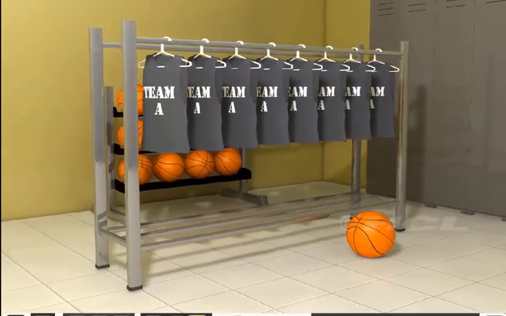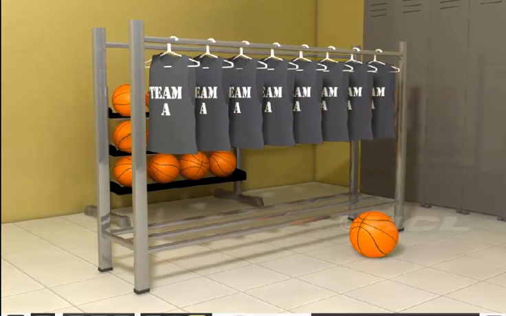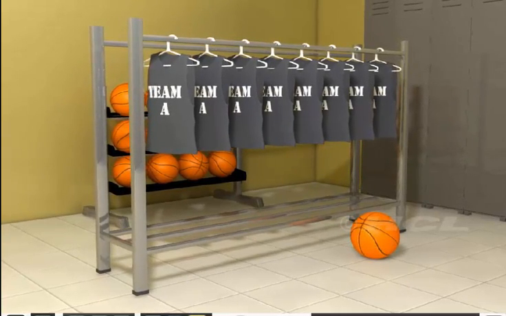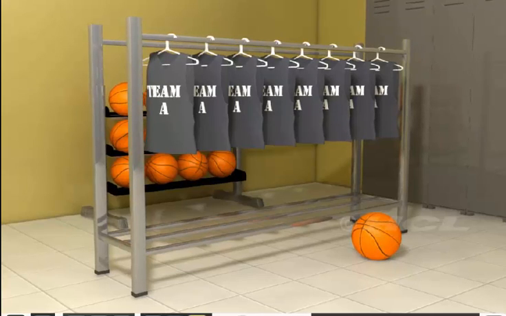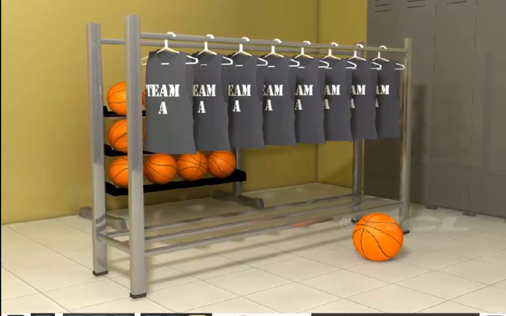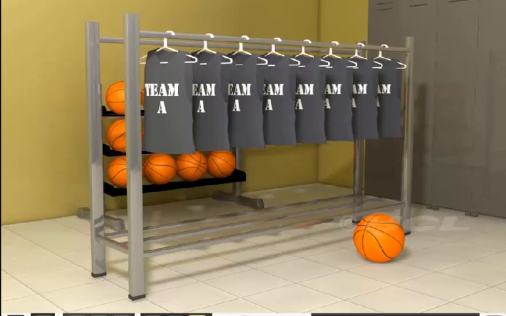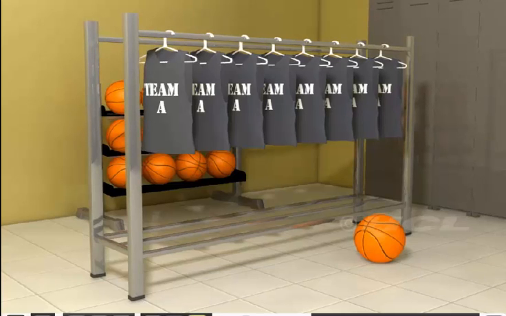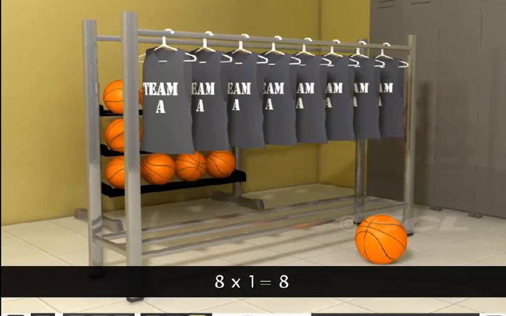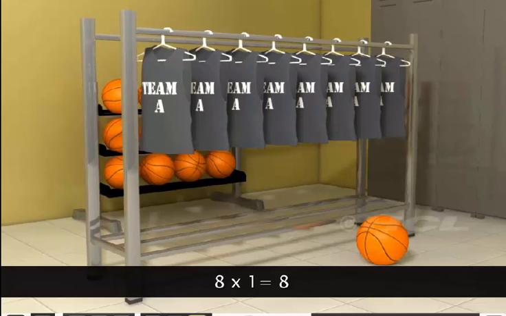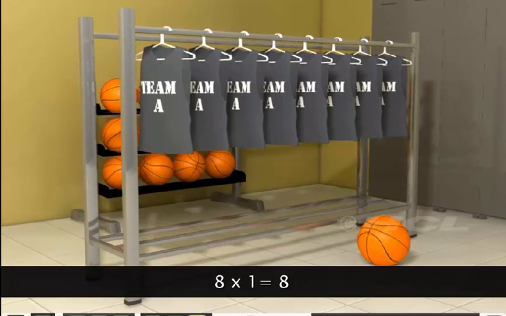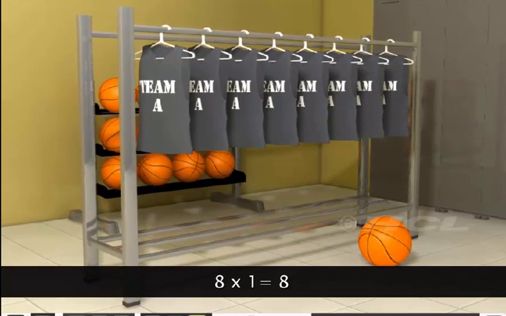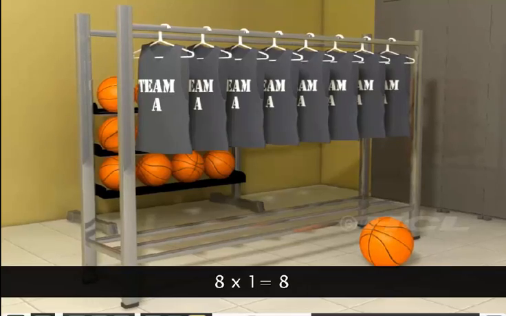In the changing room of Team A, the t-shirts are hung up on the rail. There's a t-shirt on each hanger, and there are 8 hangers in all. So, how many t-shirts are hanging on the rail? We multiply the number of hangers, 8, by the number of t-shirts on each hanger, that is, 1. So we can say that 8 t-shirts are hanging on the rail.